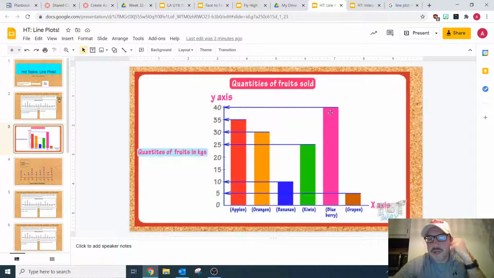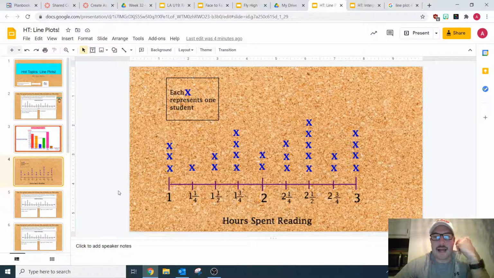If we want to know how much more, well, how many kilograms of blueberries did we sell? 40. How many did we sell of grapes? 5. So we would take 40 minus 5 to see how many more blueberries were sold. So that's a quick look at bar graphs. The next one is a line plot.